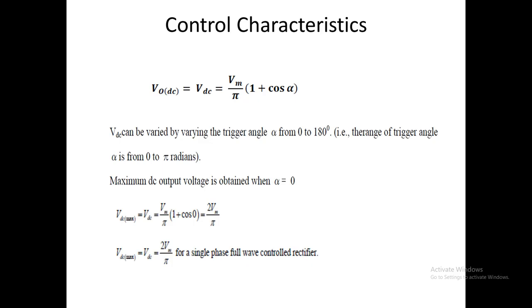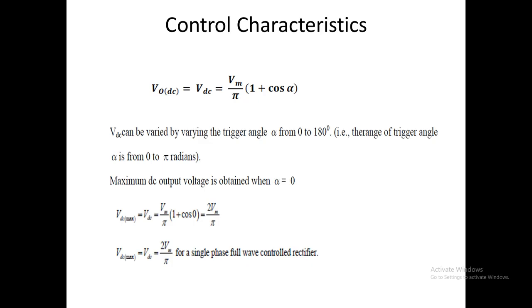Here alpha can be varied from 0 to 180 degrees. When alpha is equal to 0, cos 0 is equal to 1, and 1 plus 1 gives 2 Vm by pi. That is the maximum DC voltage that can be obtained, when alpha is equal to 0. Substituting alpha equal to 0, we get the VDC maximum value as 2 Vm by pi. This is the maximum value for the single phase fully controlled rectifier.